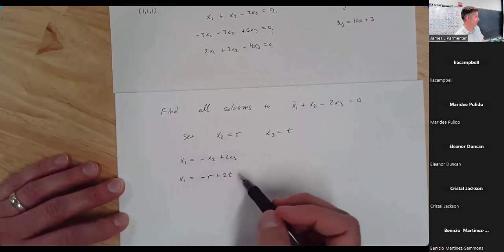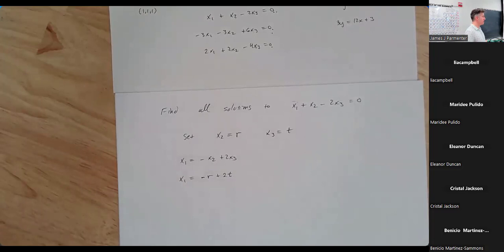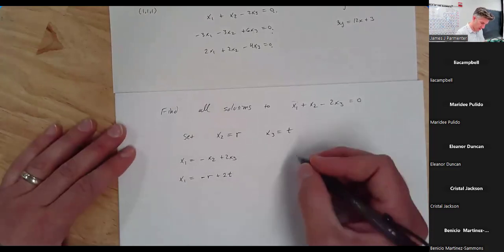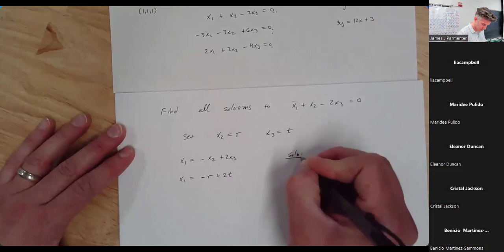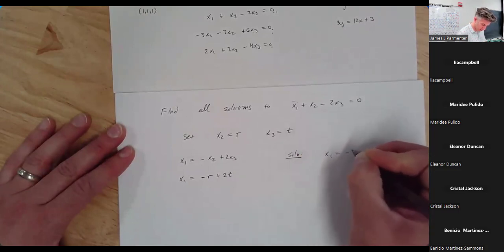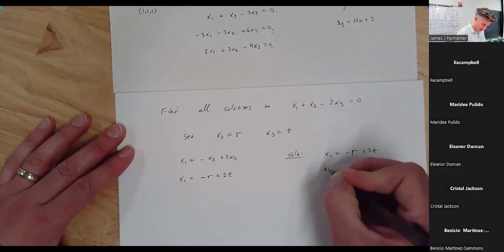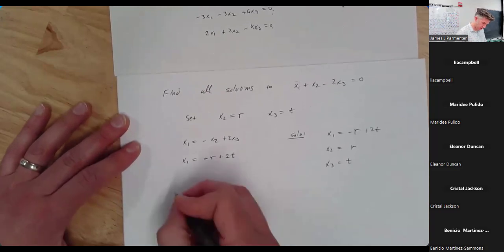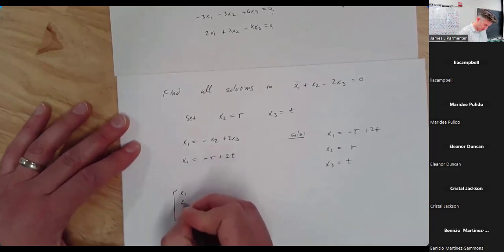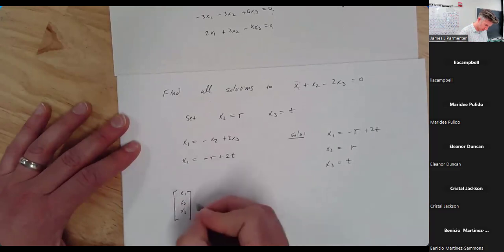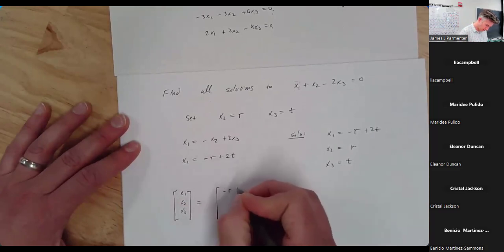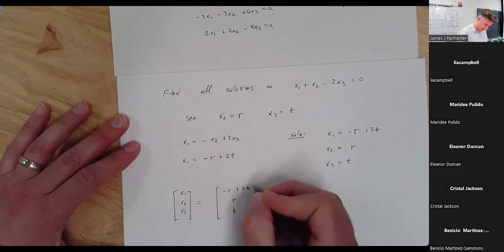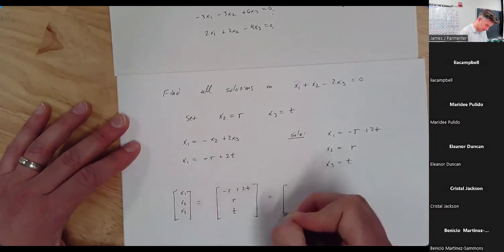I don't know why they do this, to be honest. Like I would just use x2 and x3, but for whatever reason, we have decided that we're going to let these equal other parameters, R, S, and T typically. So then we can say that our solution is x1 equal to negative R plus 2t, x2 equal to R, x3 equal to t, or written as a vector, x1, x2, x3 is equal to negative R plus 2t, R, t, and then we like to break it apart into the R's and the T's.